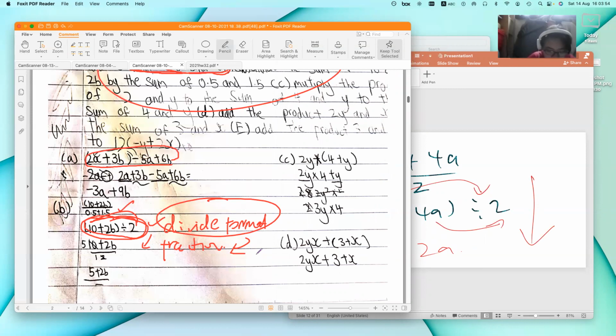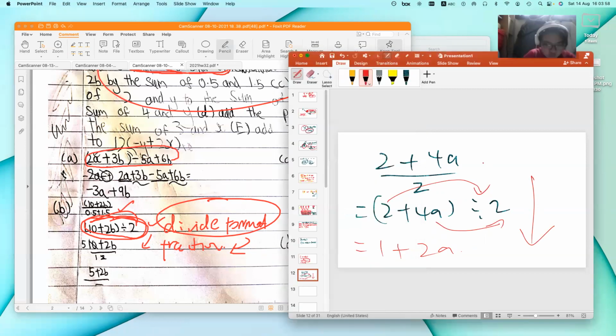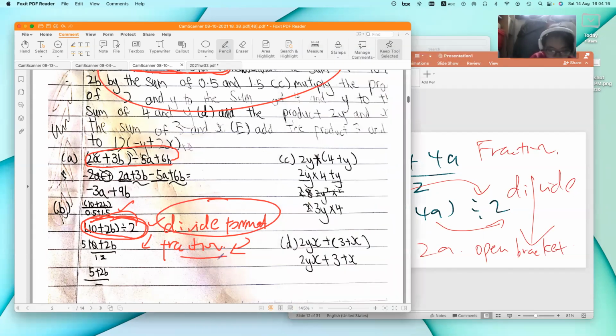What are you doing? Fraction? Divide? Open bracket. These are the steps. What is this? Divide format, then fraction again. You are not following already. That's why you get it wrong. Every time you are not following, you are wrong. Can you follow or not?